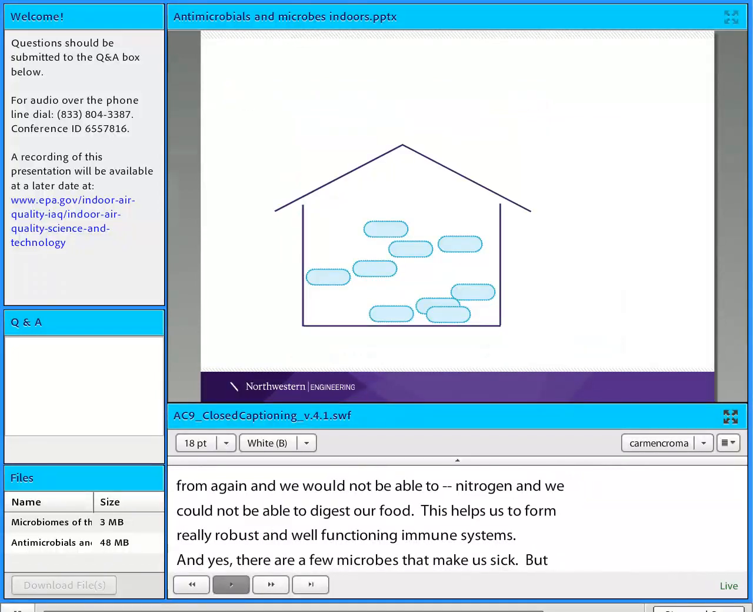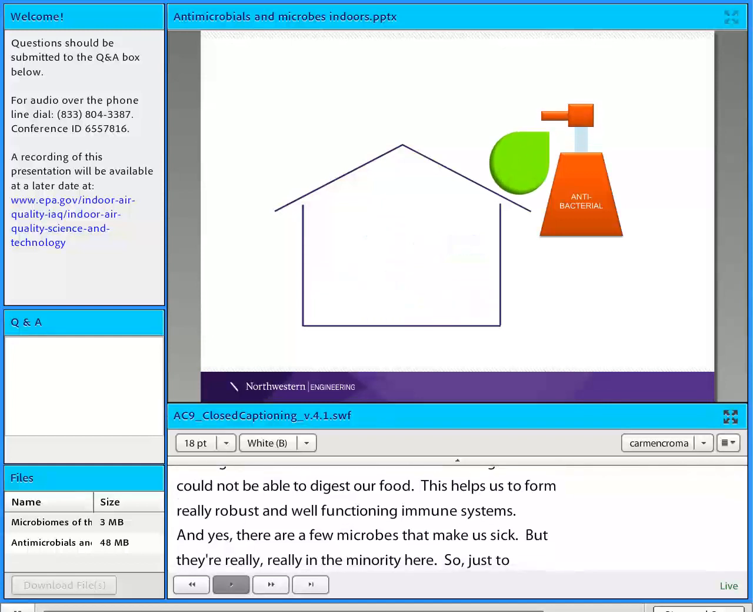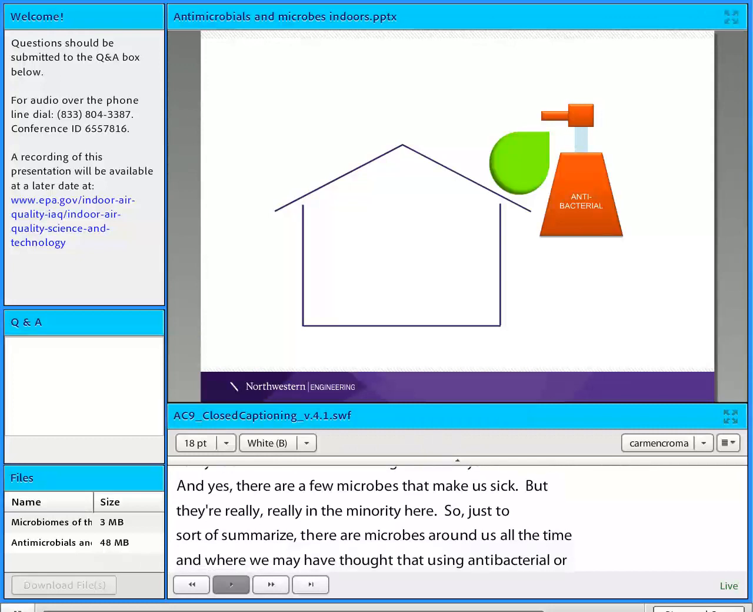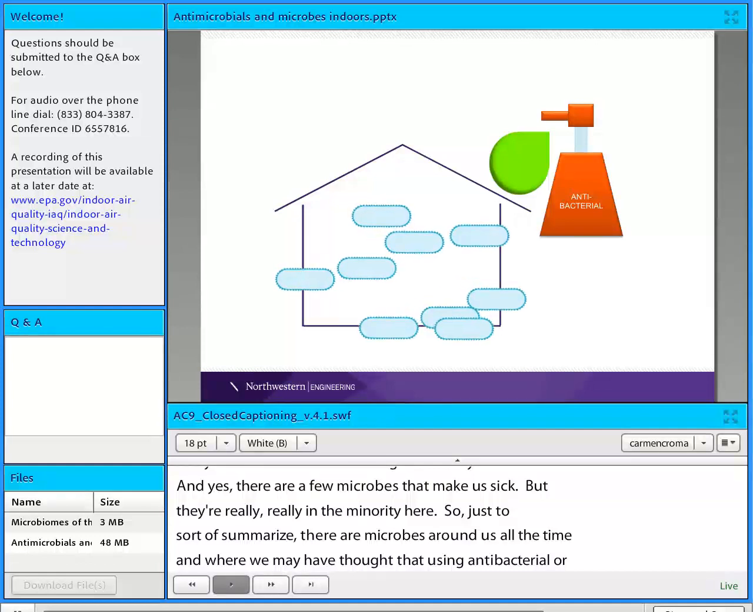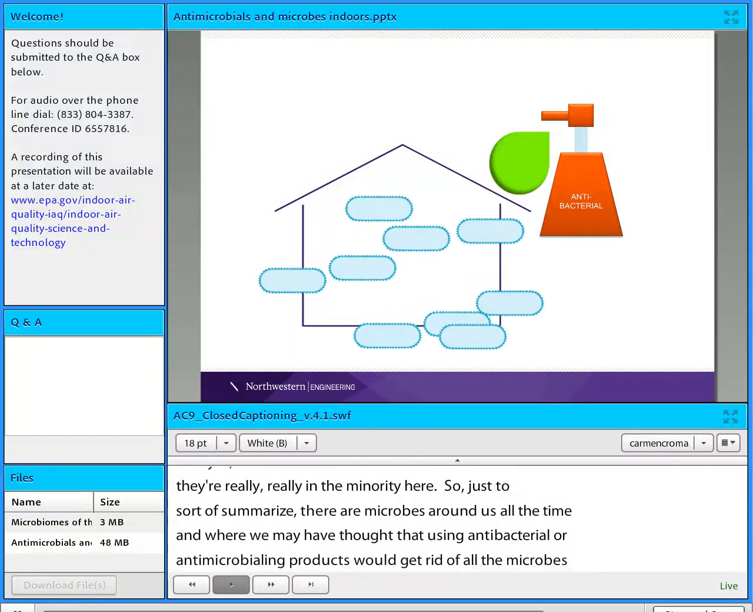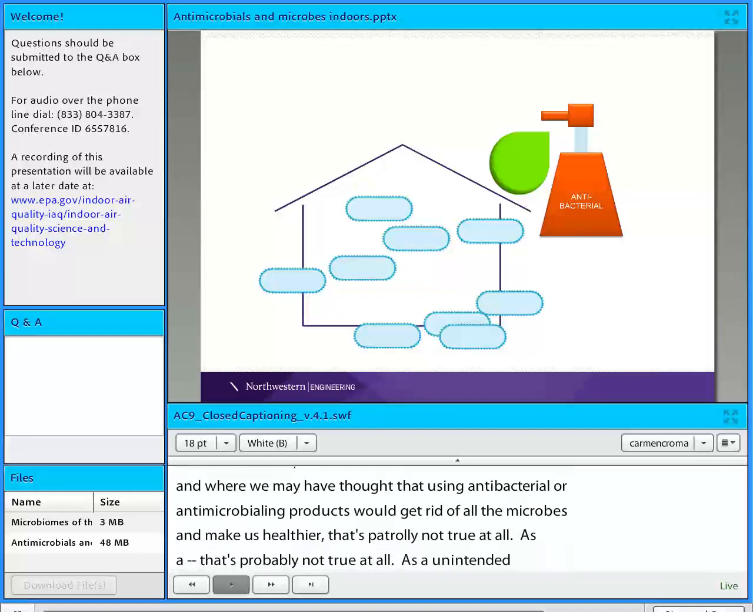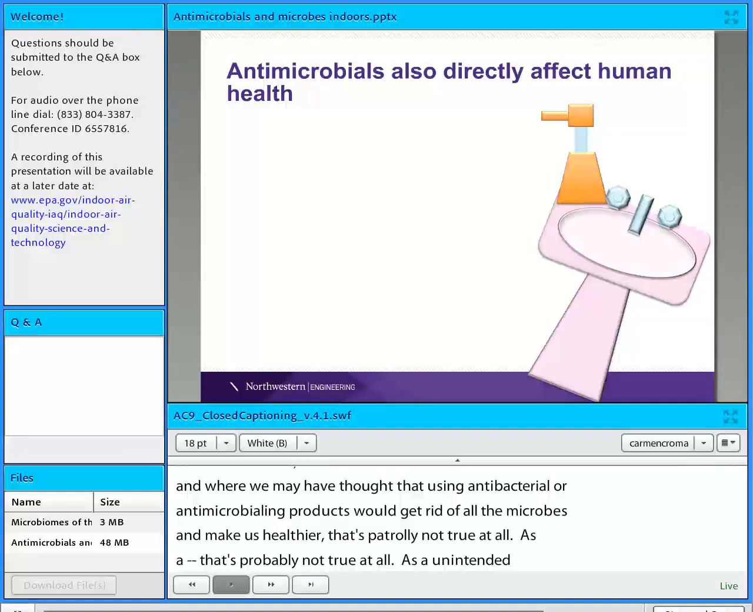So just to summarize, there are microbes around us all the time, and where we may have thought that using antibacterial or antimicrobial products would get rid of all the microbes and make us healthier, that's in fact probably not true at all. And as an unintended consequence, we may be making the bad guys worse, essentially, by enriching for antibiotic resistance.